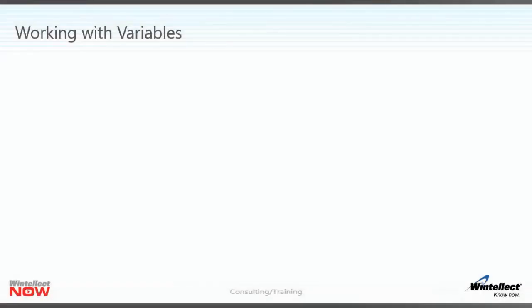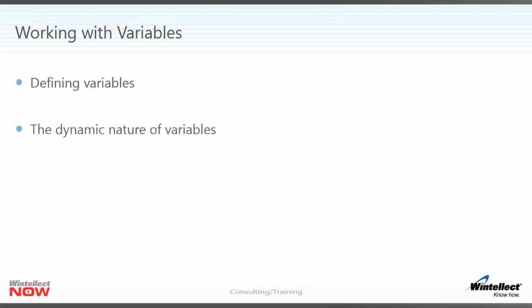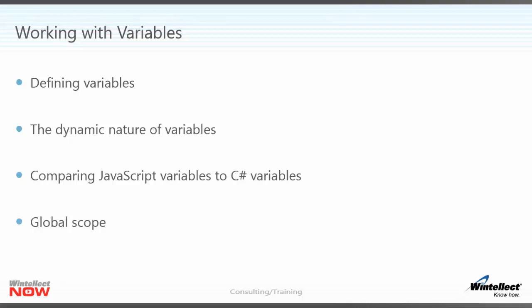The first thing that we want to learn is how to work with variables in JavaScript. In this section, we'll learn how to define variables. We'll discuss the dynamic nature of variables. We'll compare JavaScript variables to C# variables. And finally, we'll introduce the concept of the global scope. To begin this, let's switch over to Visual Studio.